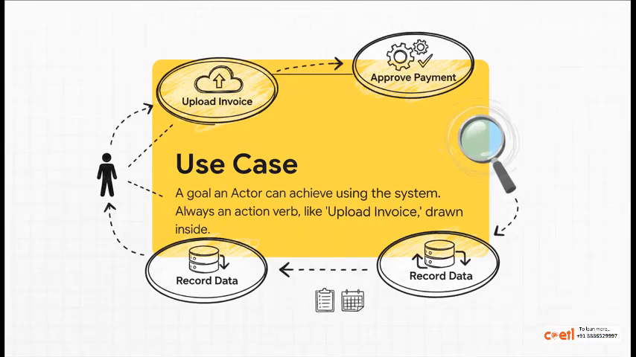So inside the boundary, that's where we put our use cases. And if the actor is the who, the use cases are the what. Each one of these ovals is a specific goal an actor wants to achieve. Think things like upload invoice or approve payment. Notice how they're always action verbs. They are literally what the system does.